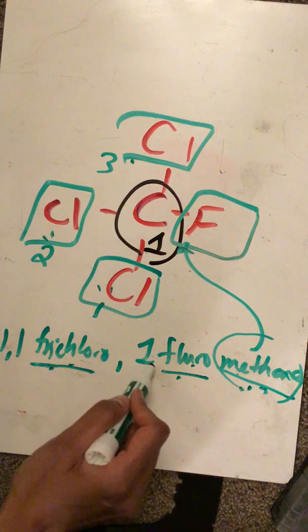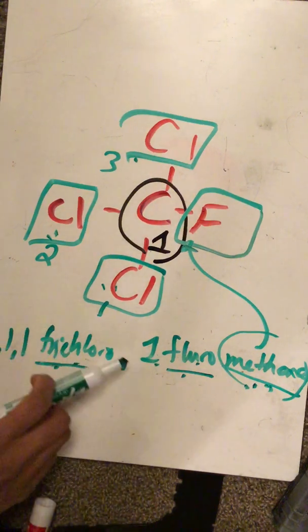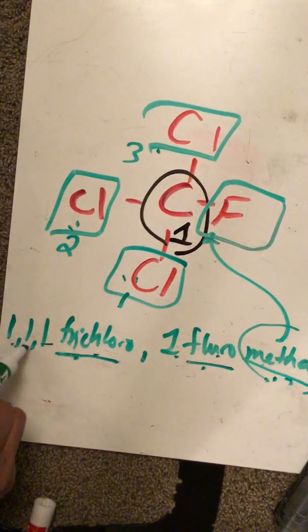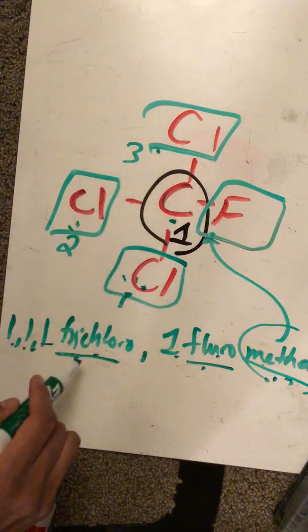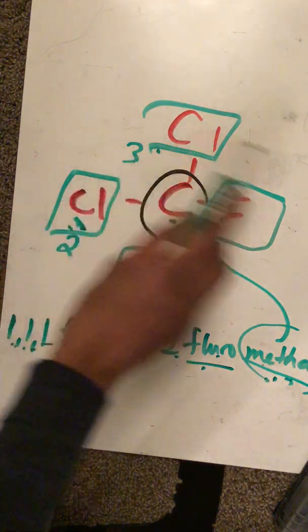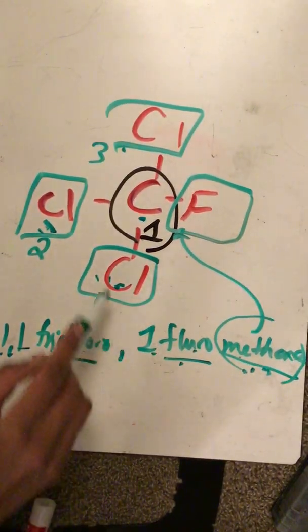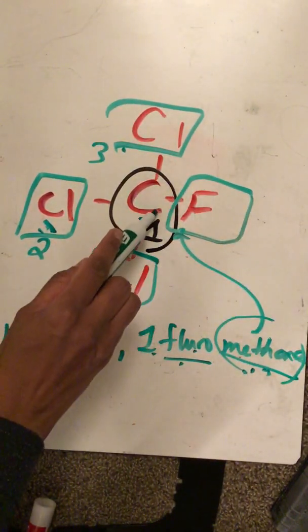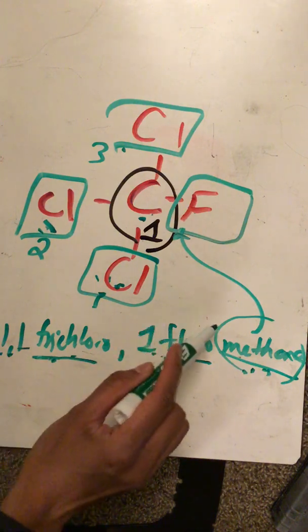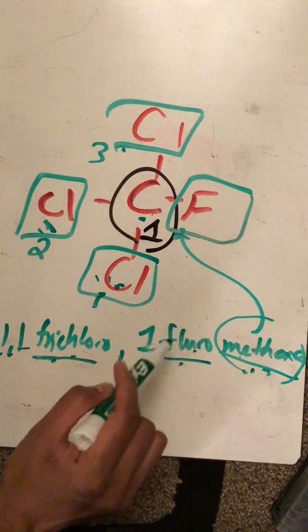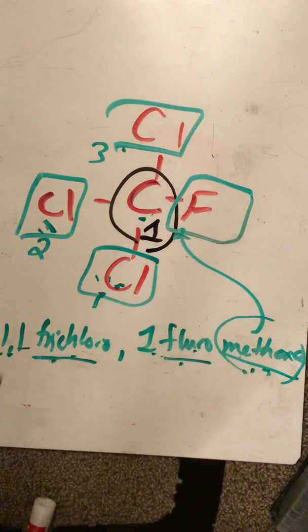You can see that I have 1, 1, 1. You see this chlorine, this chlorine, this chlorine, all on the number 1 carbon, trichloro, 1, 2, 3 chlorines. Then I put a 1 here because the fluorine is also on the number 1 carbon, and I call it fluoro. Notice I don't put monofluoro because you only have 1, you don't need that mono. Methane. And there I named that too.